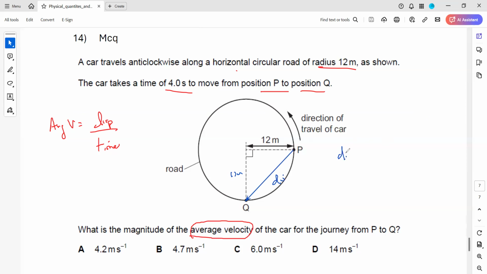So the displacement will be equal to the square root of base squared plus perpendicular squared. So the square root of 12 squared plus 12 squared. What's the answer for the square root of 12 squared plus 12 squared? 16.97. So 16.97 is the total displacement. But we need the average velocity, which is the displacement over time. So 16.97 divided by 4.